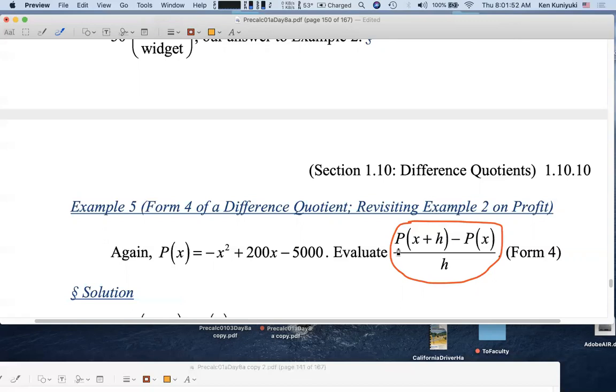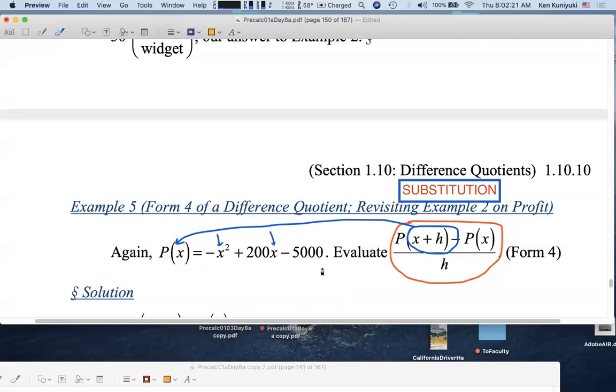Two tricky things here. For P of x plus h, how do you write that out? Hint, it involves what? S word. Substitution. You're going to substitute x plus h in parentheses into x here and here and here. Also over here, when you plug this in for P of x, you're going to need something. You're going to need grouping symbols.